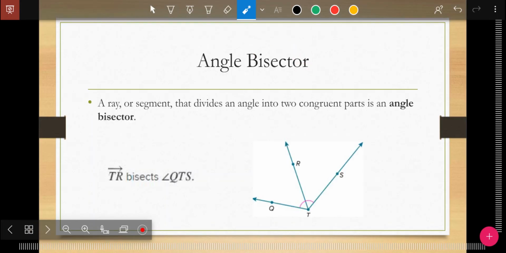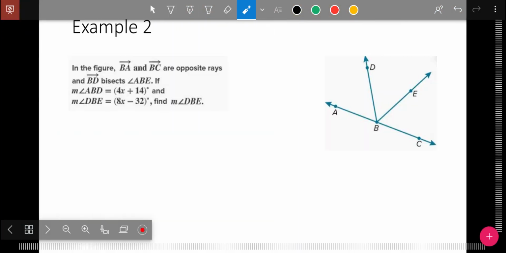Bisector. Bisect means split into 2 equal parts. All right, so it's the same thing. 2 congruent parts means if it tells me ray TR bisects angle QTS, then I know this ray bisected this whole angle QTS into 2 equal smaller angles. And that's what we're going to use here. And so it says ray BD bisects angle ABE. Angle ABE is that whole angle. And so bisects means it splits into equal parts. So this part and this part are equal.